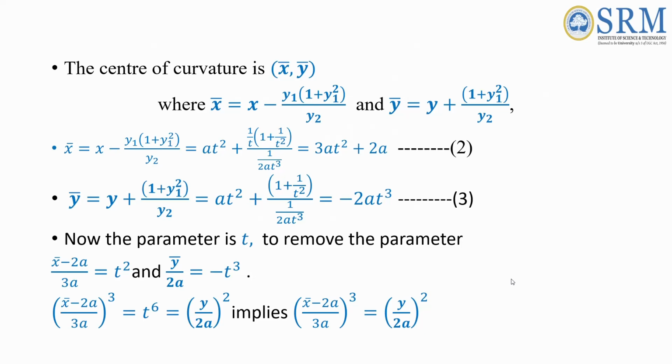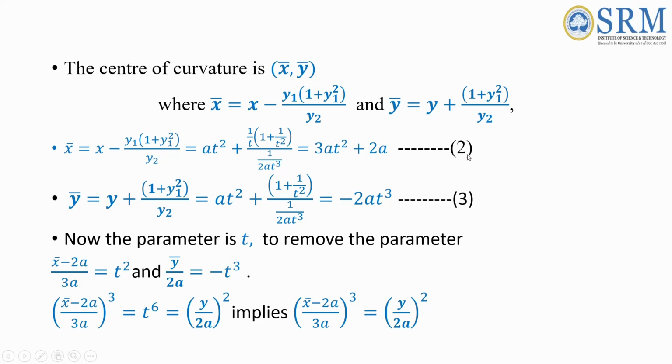Now replace x, y1, y2 in your center of curvature, that is x bar equal to x minus y1 into 1 plus y1 square upon y2 and y bar equal to y plus 1 plus y1 square upon y2. Replace x, y1, y2, right? Then x bar gives 3at square plus 2a, and y bar gives minus 2at cube. What is the parameter here? The parameter is t.